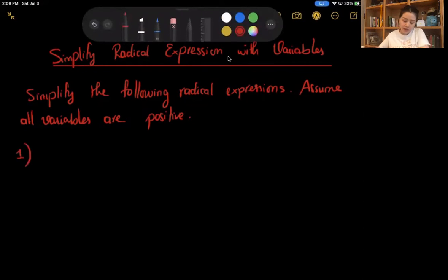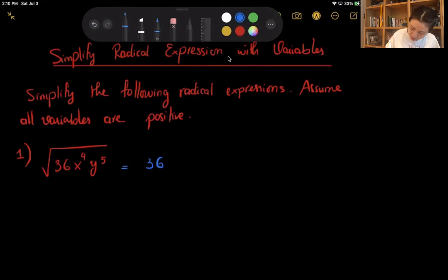Okay, suppose I have the square root of 36 x to the 4 y to the 5th. Right, and then I remember I can rewrite this as 36 x to the 4 y to the 5th, all of that to the 1/2 power. Because the 1/2 power is the same thing as taking the square root, right?